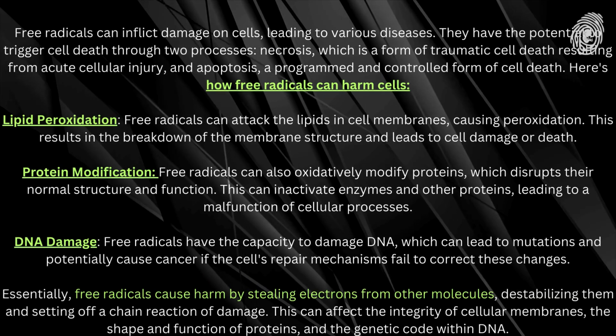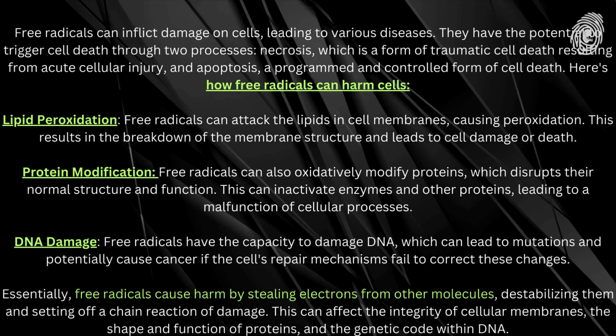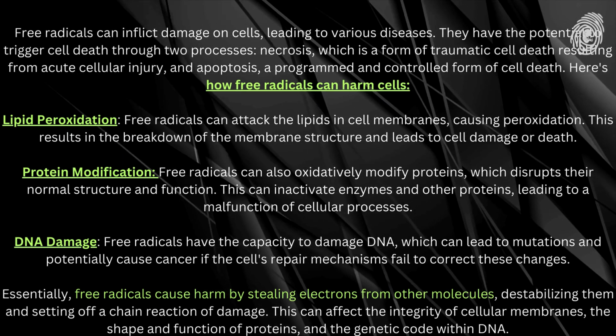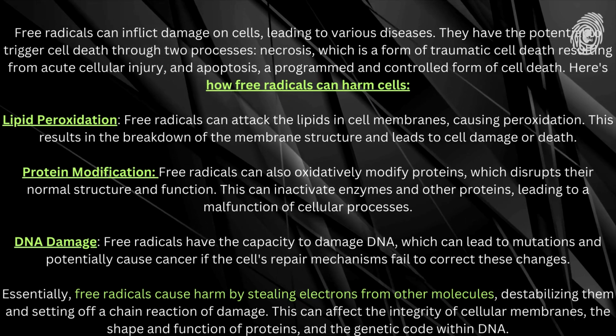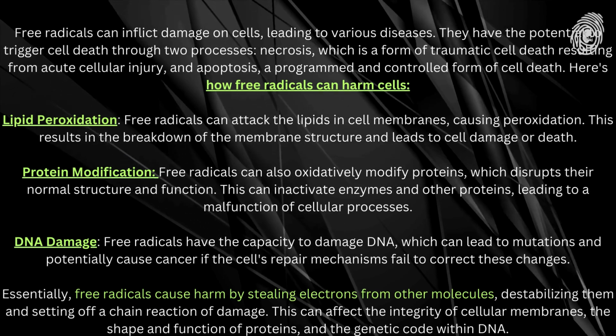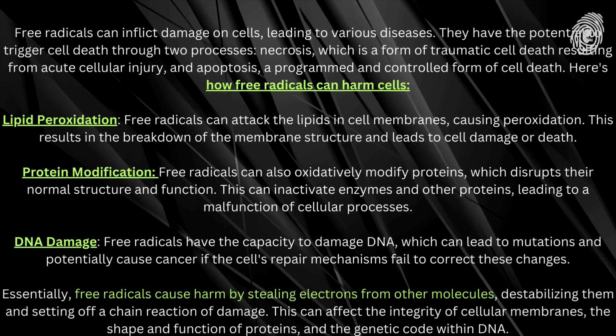Free radicals can inflict damage on cells, leading to various diseases. They have the potential to trigger cell death through two processes: necrosis, which is a form of traumatic cell death resulting from acute cellular injury, and apoptosis, a programmed and controlled form of cell death. Here is how free radicals can harm cells.